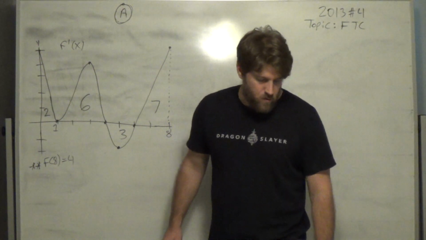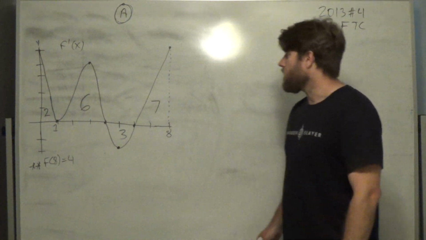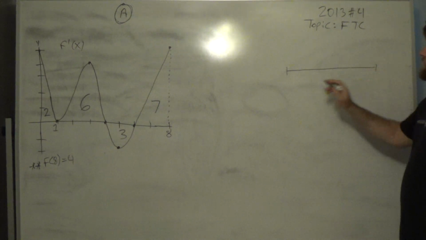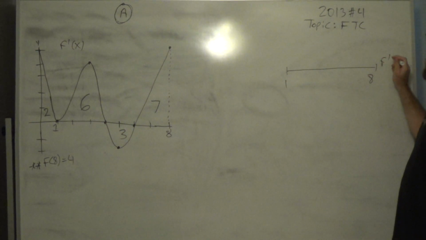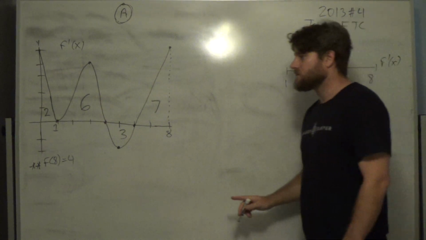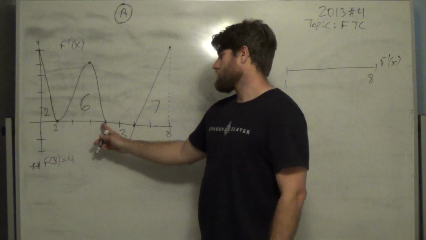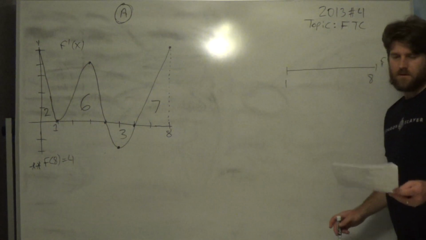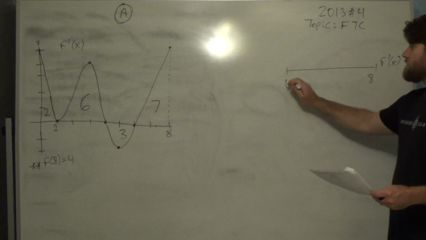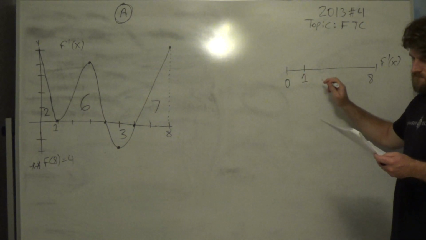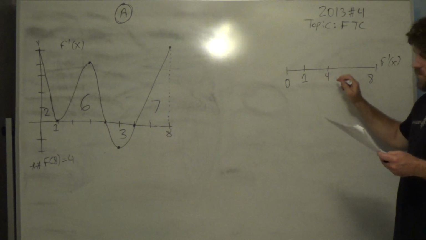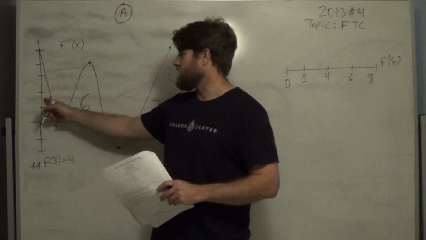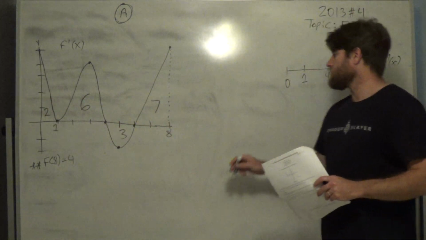When does f have a local minimum? Okay, well, let's make a sign chart of f prime x. So we go from 1 to 8. This is f prime x. On a sign chart, we want to know when is something equal to 0. It equals 0 at 1, at 4, and 6.